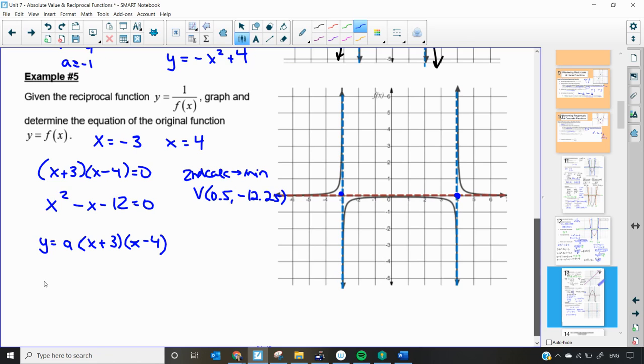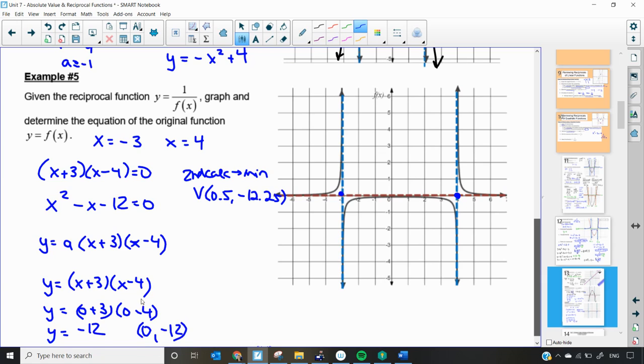And our y-intercept would be when x equals 0. So we can sub in 0: we would have 0 plus 3, which is 3, times 0 minus 4, which is negative 4. And so we end up with 3 times negative 4, which is negative 12. So we're going to have a y-intercept at negative 12 and a minimum at negative 12.25.